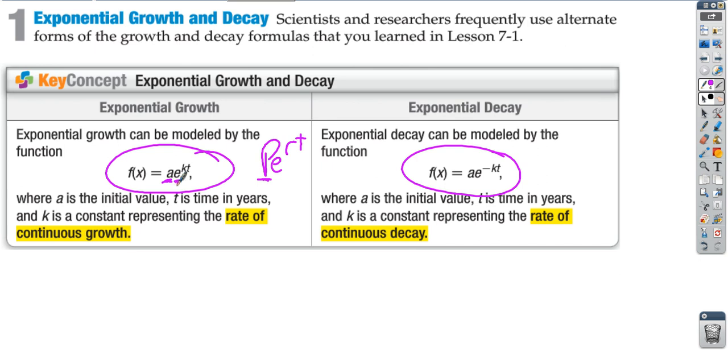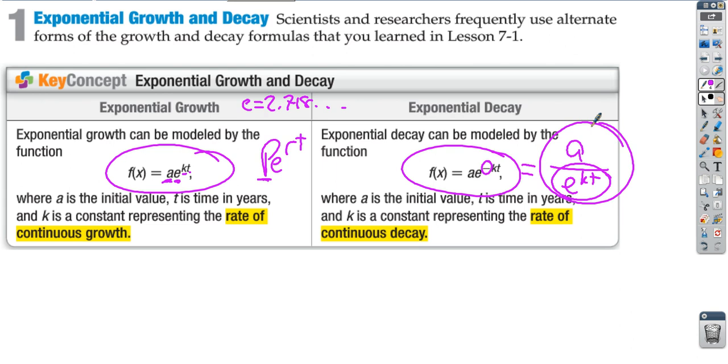E, we already know what that is. That's the number 2.718, and then it just goes on forever. K is like a constant, it's like the rate, and T stands for time. The only difference between growth and decay is that the exponent is negative. And remember, when you have a negative exponent, it's like flipping it and making it positive. So that's going to cause this number to get really big, which means if you take a number and divide it by something bigger and bigger, the whole thing will get smaller.